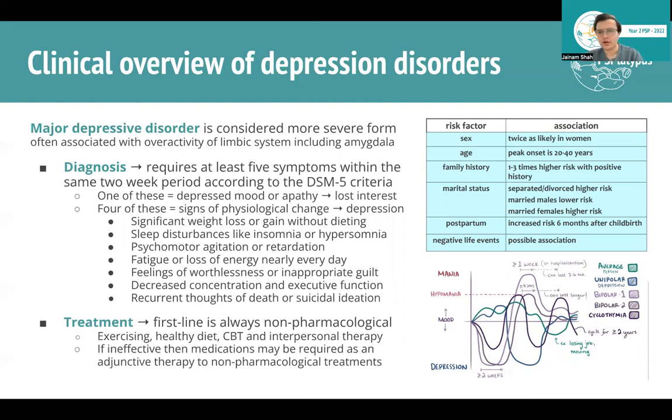Now, on the right-hand side, I've got a couple of risk factors that are important to know for your history taking and clinical reasoning. But for this one, it's not that important. The main things to understand are it's twice as likely in women. Peak onset is in middle age, so 20 to 40. And it actually does have a higher risk with a positive family history, surprisingly. So it does have a genetic basis in some cases, as well as some social associations.